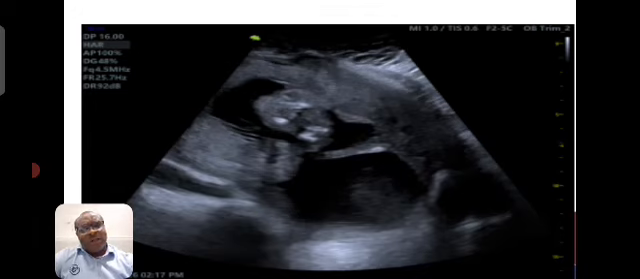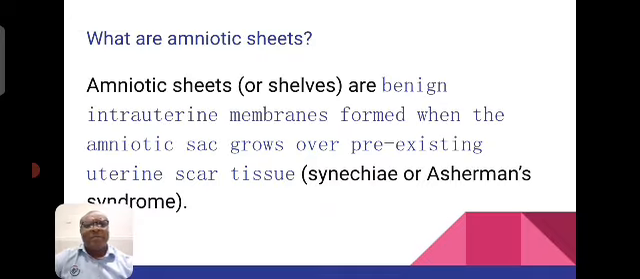The membrane itself is multi-layered and echogenic, in keeping with amniotic sheaths. So, what are amniotic sheaths? Amniotic sheaths are benign intrauterine membranes formed when the amniotic sac grows over pre-existing uterine scar tissue.